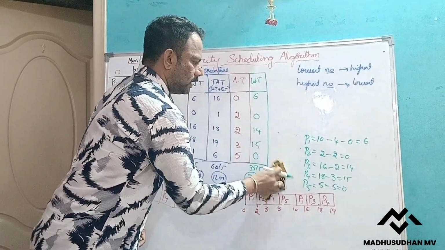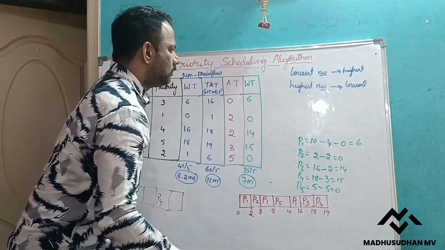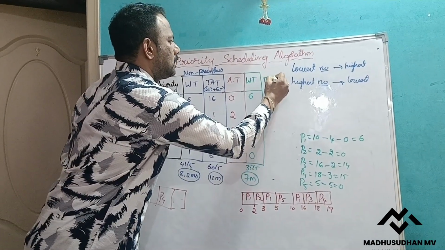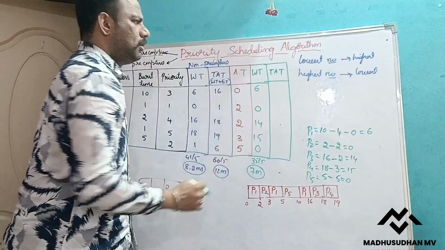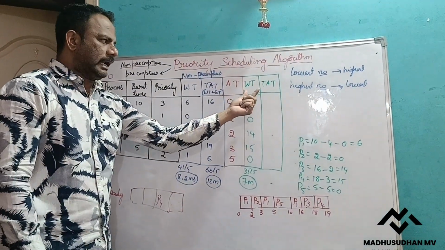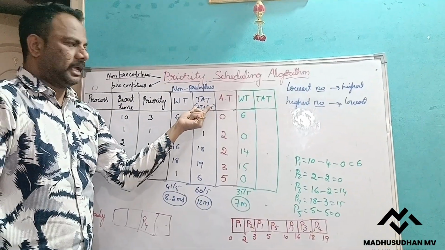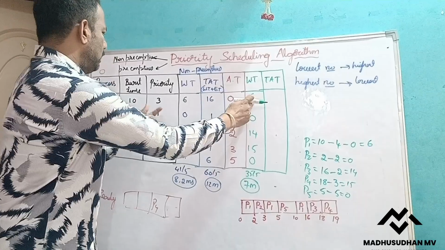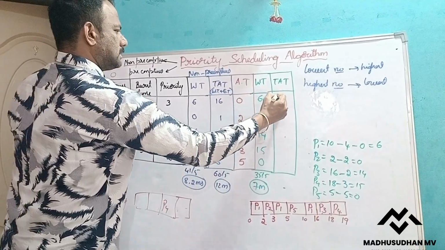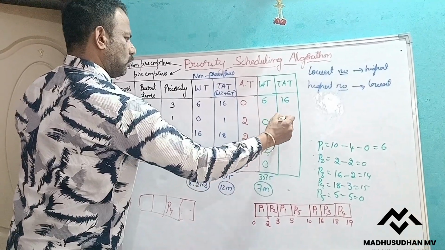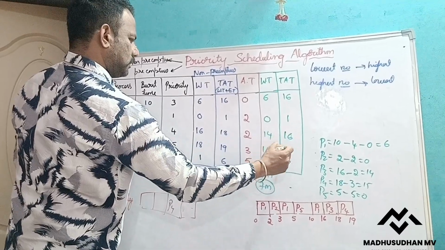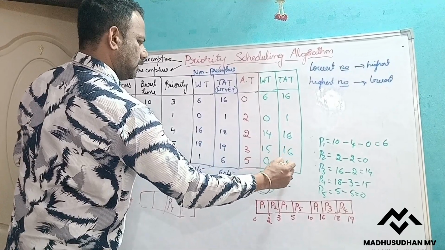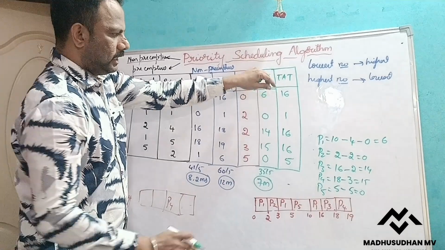turnaround time. Okay, now I need to calculate turnaround time. We know how to calculate turnaround time: waiting time plus execution time. Waiting time I know, execution time I know. 10 plus 6, 16. 0 plus 1, 1. 14 plus 2, 16. 15 plus 1, 16. 0 plus 5, 5.